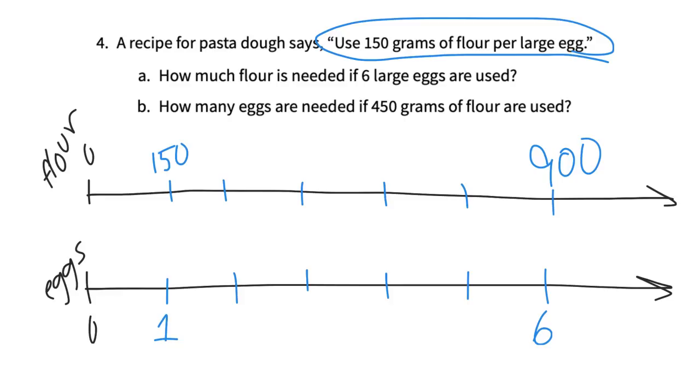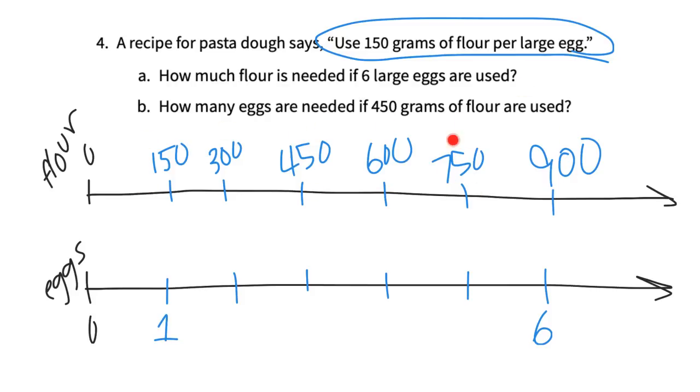So anyway, how many eggs are needed if 450 grams of flour are used? Somehow we need to say, well, here's 150, so that makes this 300, because all I have to do is add by 150. All I have to do is add by another 150 to get 450. Add by another 150, that gives me 600. Add by another 150, that gives me 750. And then add by another 150, that gives me 900.